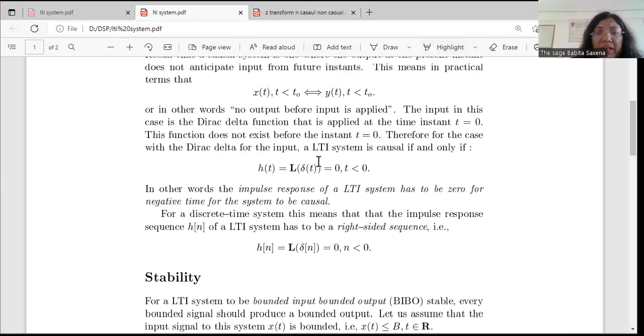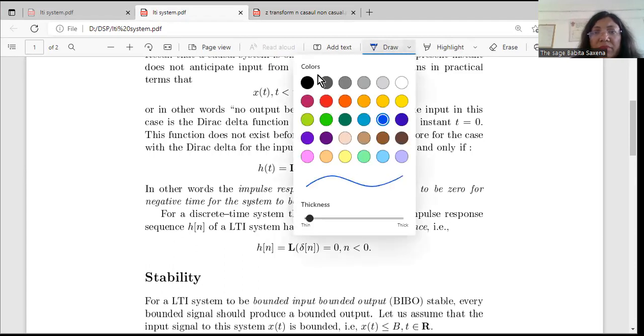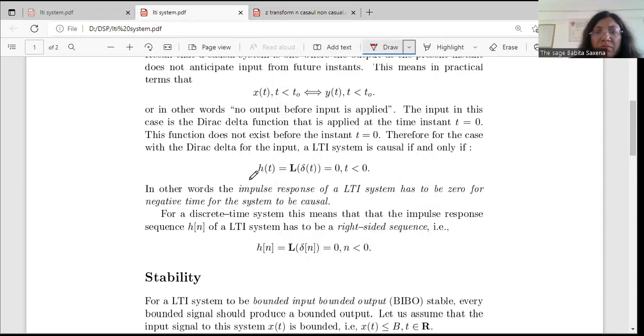This is the criterion, and this is the only criterion for the causality of the system. I can highlight it. So this is the very, very important criterion of causality of a system. This condition is very, very important. You can see my cursor. This is the very, very important criterion.